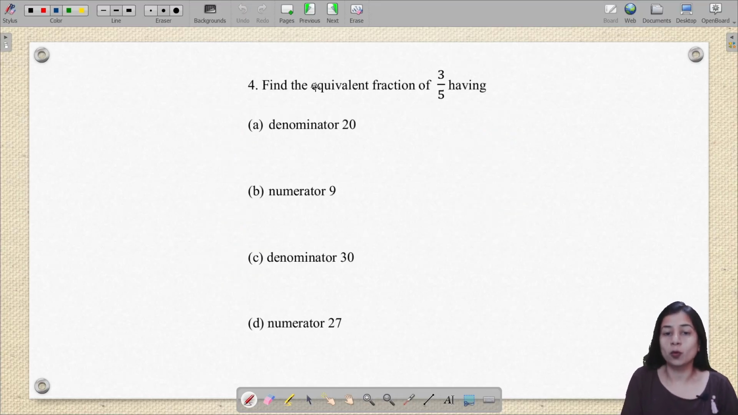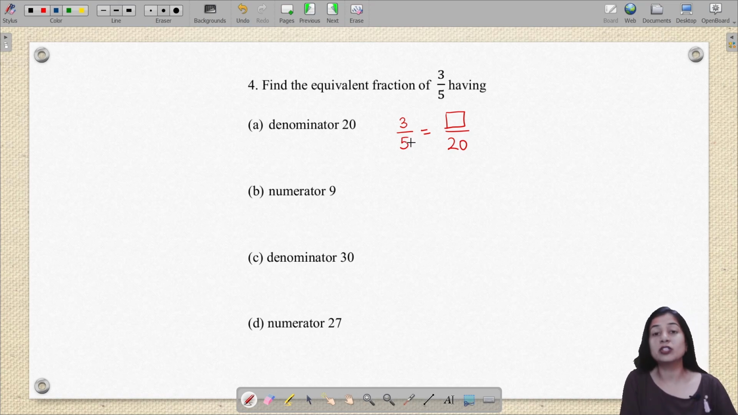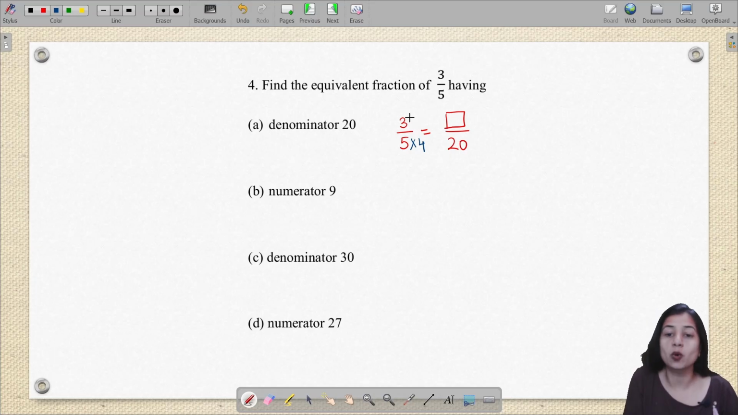So question number 4. Find the equivalent fraction of 3 by 5 having, A part, denominator 20. So how are we going to solve it? 3 by 5 and the denominator is given to be 20 and we have to find the numerator. So again we are going to see by which number we should multiply. Here 5 multiplied by 4 is 20. So obviously the numerator is also multiplied. So 3 times 4 gives us 12. So now the new equivalent fraction is 12 by 20.